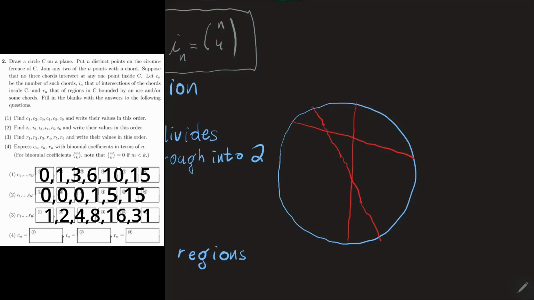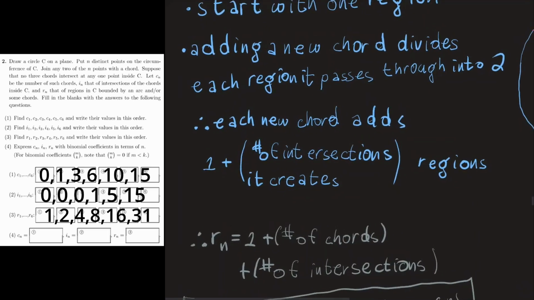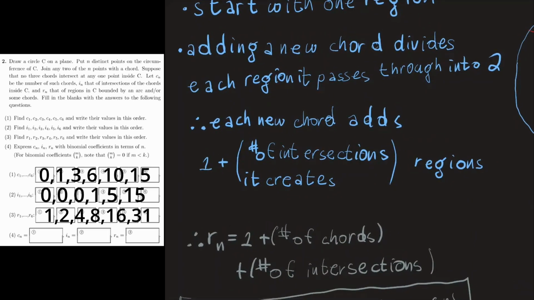So if we put all of this together, we can say that R sub n is equal to 1, which is just the initial region of the circle itself, plus the number of chords, since each chord drawn adds one new region right away, plus the number of intersections, since each new intersection also adds one new region.